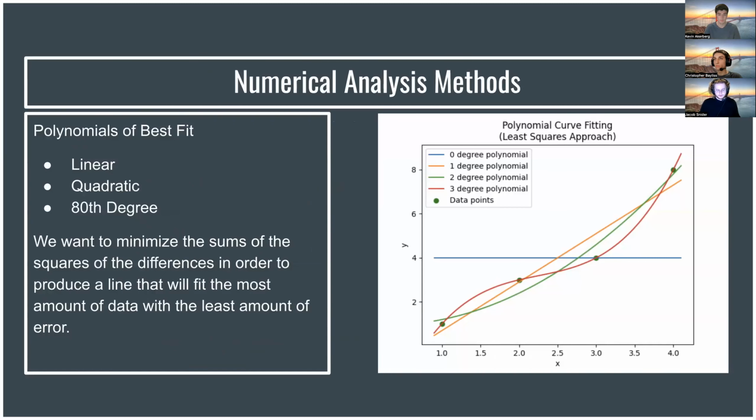So what sort of numerical analysis methods are we going to be using? Well, polynomials of best fit, most notably the linear line of best fit, the quadratic line of best fit, and the 80th degree line of best fit. Really, the whole point of this numerical analysis method is to minimize the sums of the squares of the differences in order to produce a line that will fit most of the data with the least amount of error. So sometimes this works well, but other times it's perhaps not the best interpolation method.